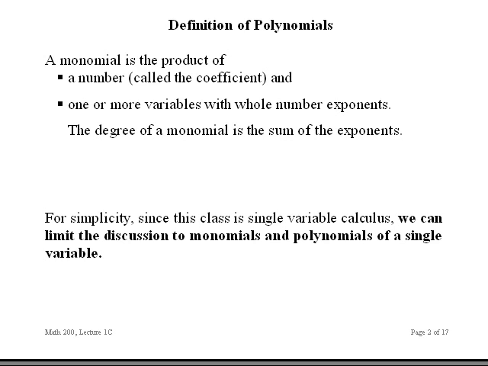Polynomials are built on monomials. A monomial is a product of a number called the coefficient and one or more variables with whole number exponents. The monomial has a degree, or sometimes I call it the order, and that is the sum of the exponents. So in a monomial, everything is multiplied together. There's no addition, there's no subtraction. For simplicity, and since this class is single variable calculus, we can limit the discussion to monomials and polynomials of a single independent variable.